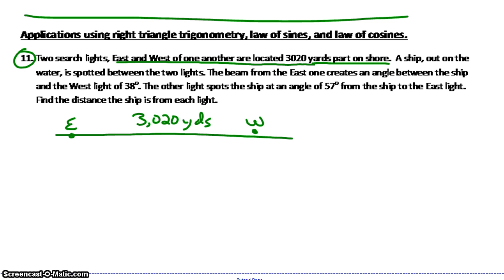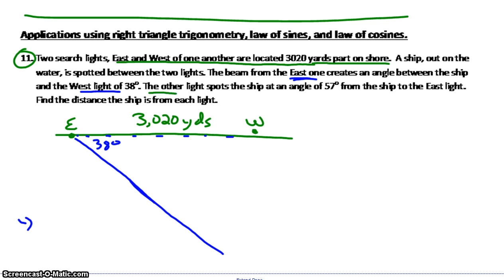Now what else does it say? A ship out on the water is spotted between the 2 lights, and so it's somewhere out here, it's somewhere in the water, and it says that it is spotted between the 2 lights. The beam from the east one creates an angle between the ship and the west light of 38 degrees. So it sounds like going from the west and out this direction, 38 degrees, we're going to spot a ship. I don't know where that's going to be, so I just kind of elongate it.